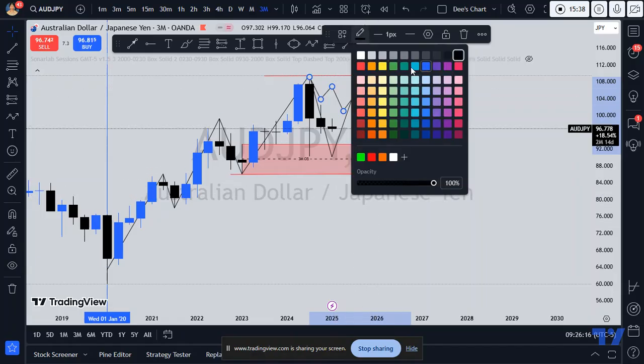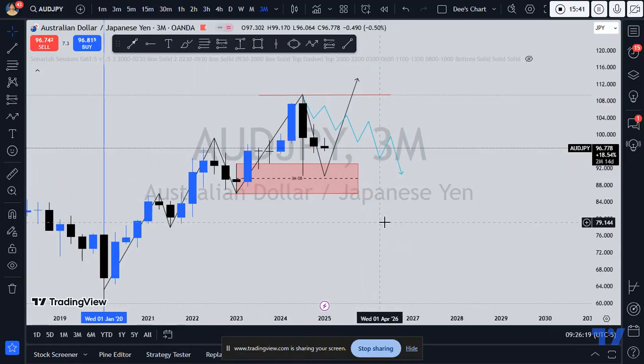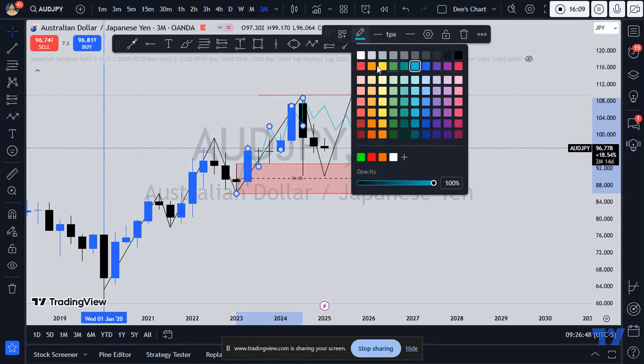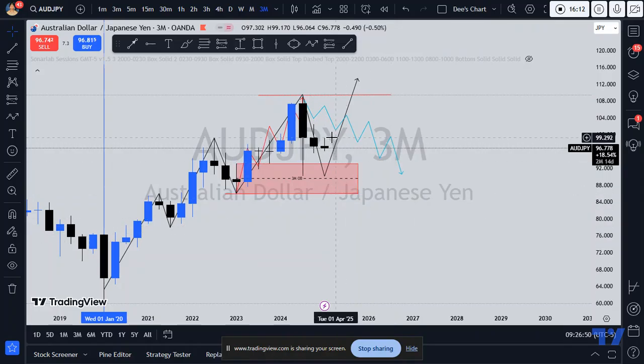So let me just make this a different color. You need to understand that in these areas, which are called pullbacks, you will have bearish price action, and in these areas, which is price breaking into new highs, you are going to have bullish price action on a lower time frame. Let me just make this red. So within this range, you will have bullish price action on a lower time frame in the form of higher highs and higher lows.